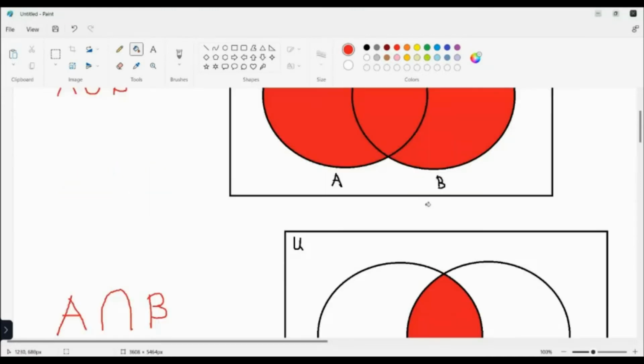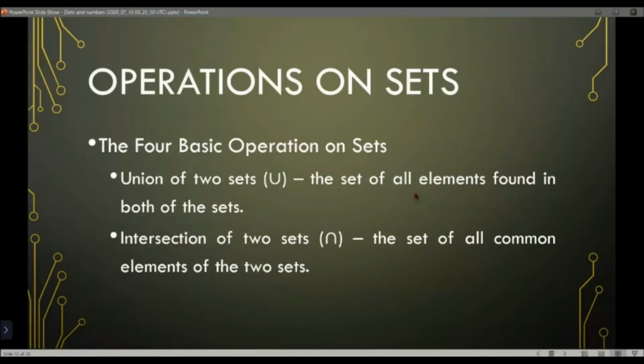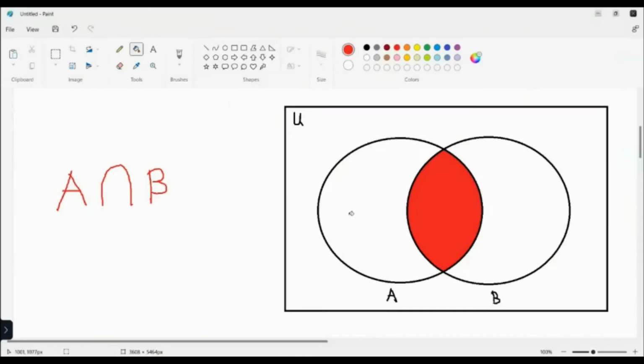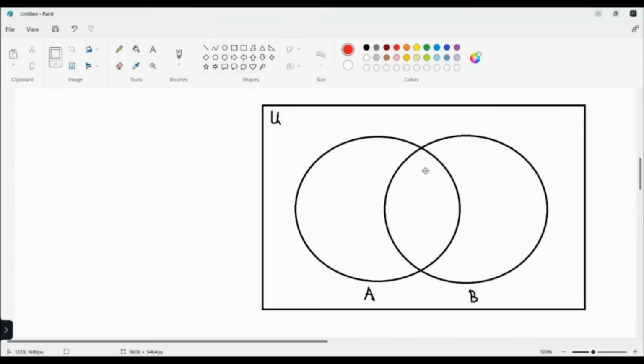All right. Next operation, we have the complement of a set. Complement of a set, denoted by the apostrophe, or this is being read as prime or complement, complement of A or A prime. It is a set of all elements in the universal set not found in the given set. Okay, set of all elements in the universal set not found in A. Let's say, for example, if you wish to determine the complement of A, denoted by this symbol, you can read this as complement of A or A prime.